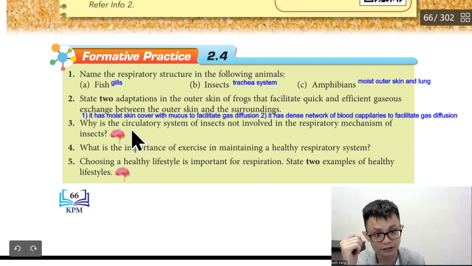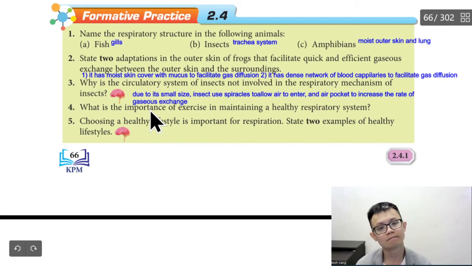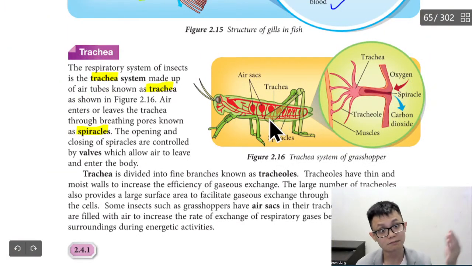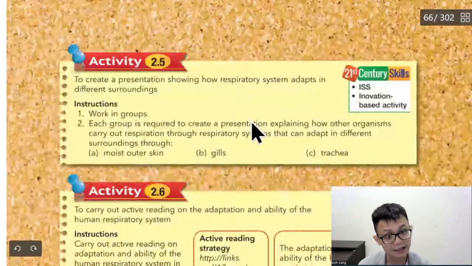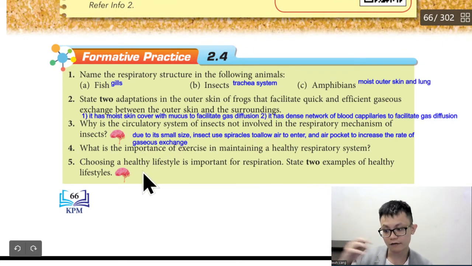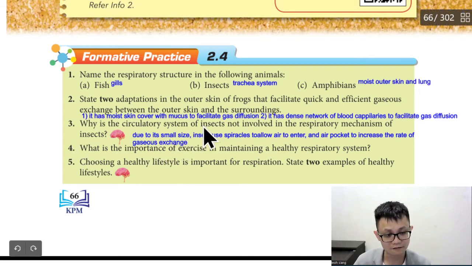So basically, this question I'm not totally sure, but I think it is due to its small size. When they're talking about circulation, it does not have a respiratory system, like the insect doesn't have lung, doesn't have artery, doesn't really have a heart that you can see pumping the blood. So why? I would say it's due to its small size, with the spiracle and air pockets to increase the rate of gas exchange. There is no need of artery or vein for things to flow in and out because the size is so small. Just put in the oxygen, then it can already. Again, no need to be so complex. If you got another better answer, you can leave it in the comment below.